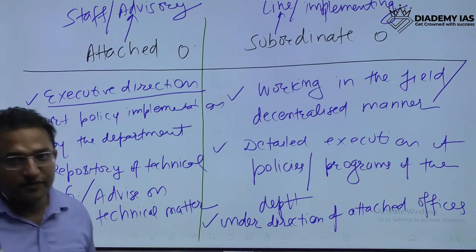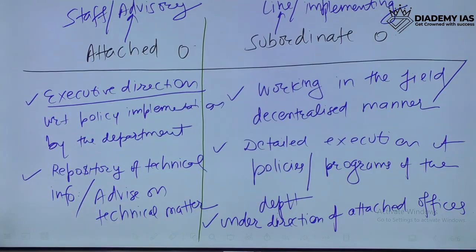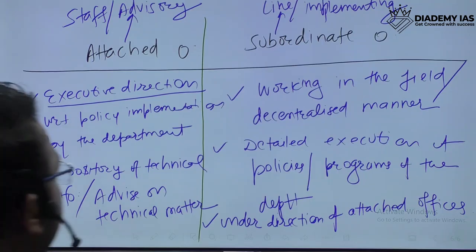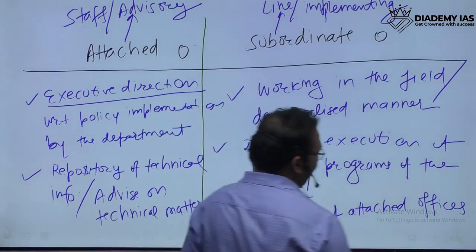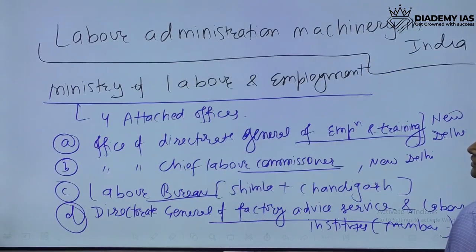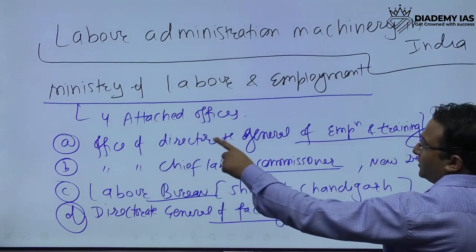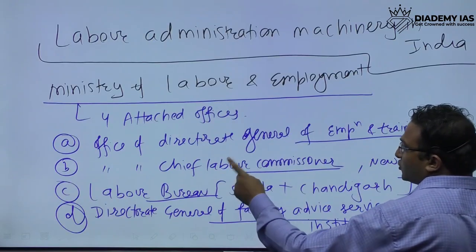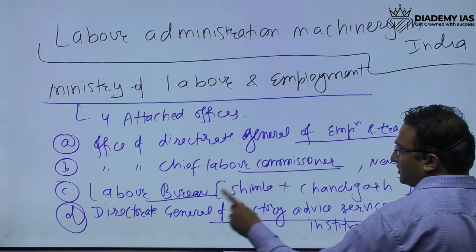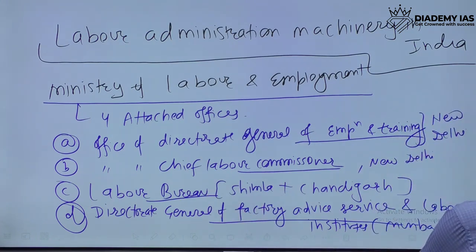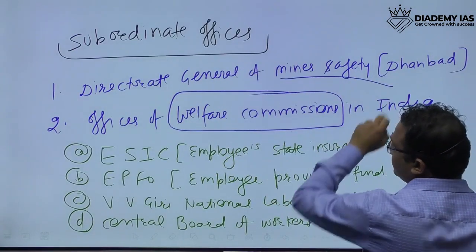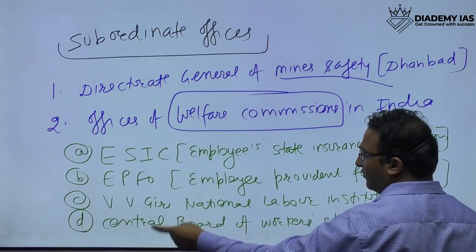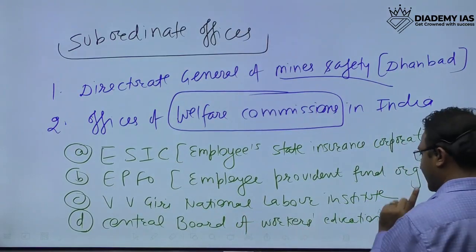Okay, everyone. So this is the difference between the attached and the subordinate bodies. Attached bodies are the staff agency and subordinate are the line or implementing agency. We have already seen the attached offices are the Directorate General of Employment and Training, Office of Chief Labour Commissioner, Labour Bureau and Directorate General of Factory Advice Service and Labour Institutes. Then subordinate offices are the Directorate General of Mines Safety, then ESIC, EPFO, VV Giri National Labour Institute and Central Board of Workers Education.